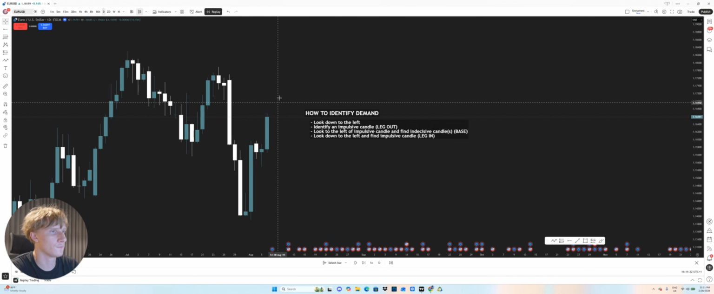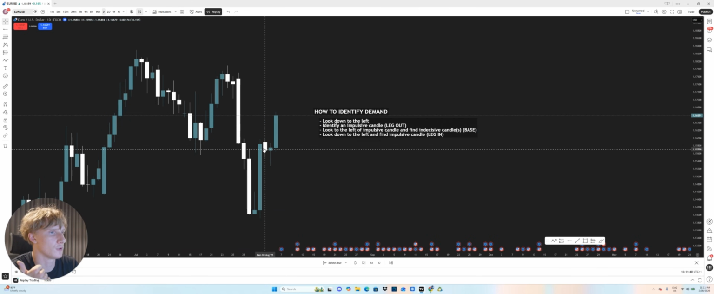Now we're looking at another demand formation. Although it's a different formation, the steps in identifying it are the exact same. So we're going to look down to the left. Right here, we can see that we have an impulsive candle straight away. So we've identified our leg out, step one. At the bottom of this impulsive candle, this leg out, we're going to look for indecisive candles. And we have them right here. That's step two. We've identified our base.